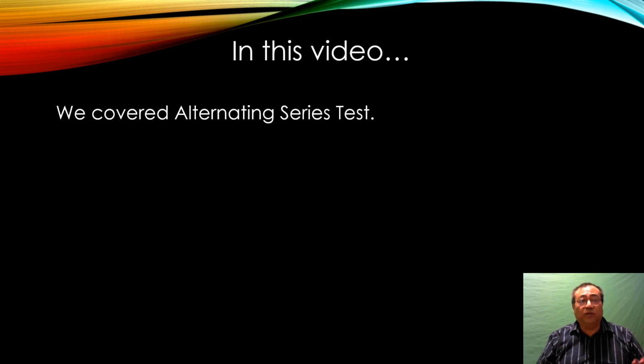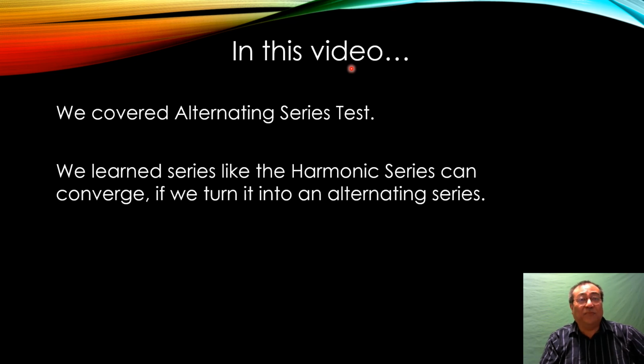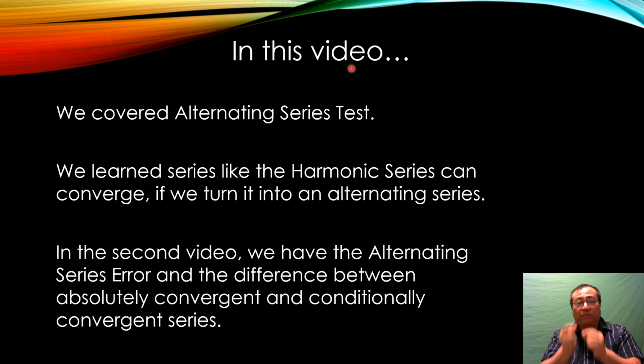So in this video, we covered the alternating series test. We saw some weird things happening, but don't worry, you won't be held responsible for the weird stuff. We learned series like the harmonic series can converge if we turn it into an alternating series. That's the weird part about this. Whenever you have the sign changing back and forth, it makes the series cancel itself more easily. That's why an alternating series converges more often than a regular series.